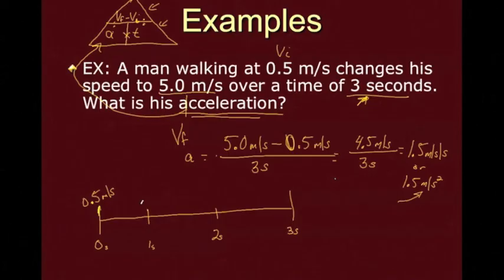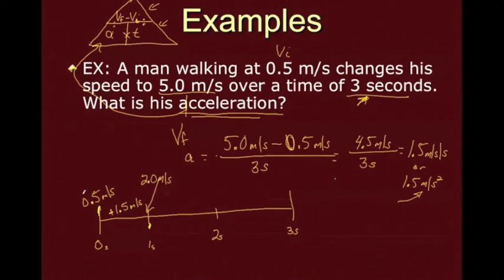And how fast is he getting each second? Well, he's constantly accelerating at a constant rate. So he's going to increase his rate at the same rate every second: 1.5 meters per second every second. That's what this is saying. He increases his speed by 1.5 meters per second in the first second. So at this point in time, he would be moving at 0.5 plus 1.5, which is 2 meters per second.